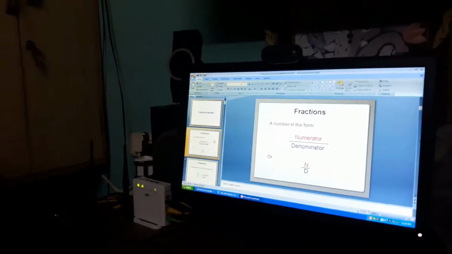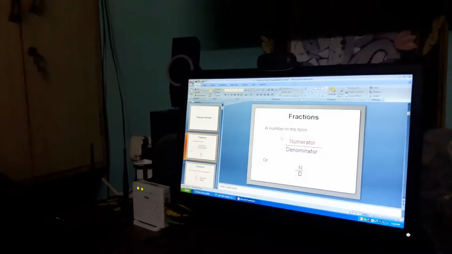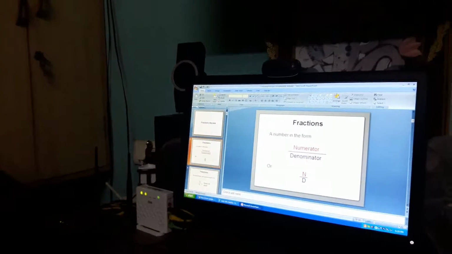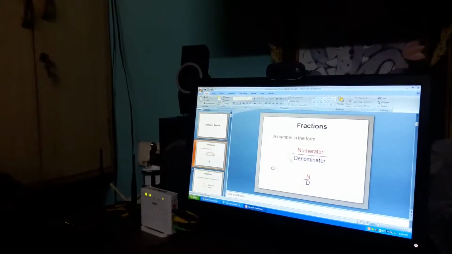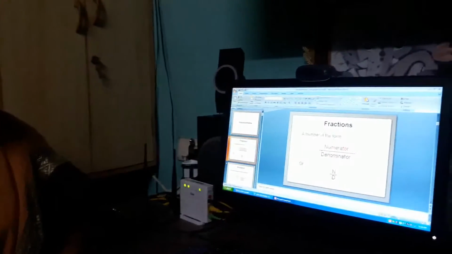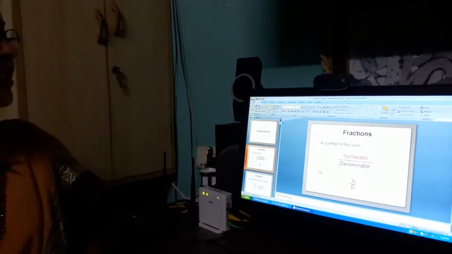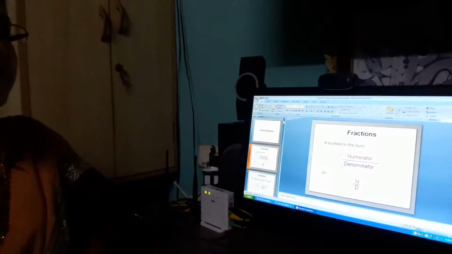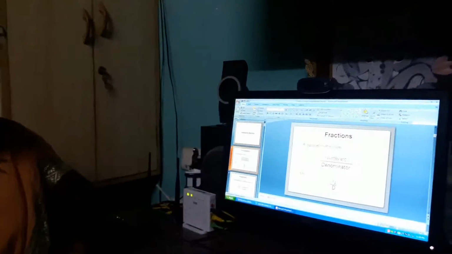A fraction is a number in the form where we have a numerator and a denominator. The denominator represents the number of parts into which I have cut the cake, which I have already said in the example. And the numerator is the number of parts which has been given to my friends. So once again I repeat, the denominator is how many pieces I have made of the cake, and my numerator is the number of pieces each friend gets.